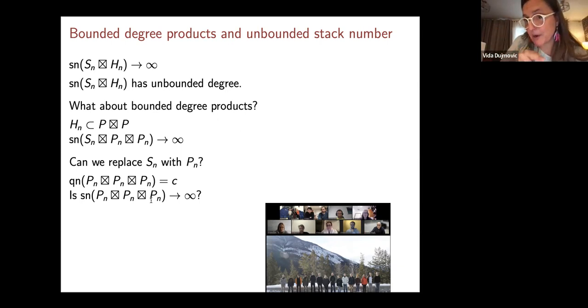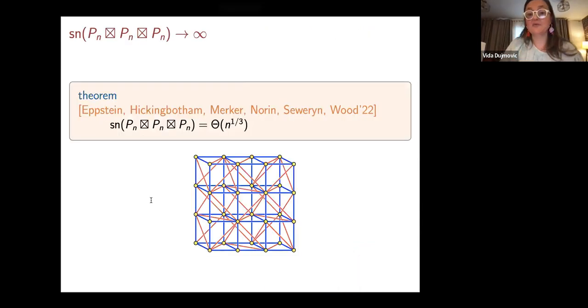And actually, you already had a seminar about this. One of the authors of this result is Sergey Norin, and he gave a full talk about this. So I'll just give you a 2-minute summary of what they proved and how beautiful the proof is. Amazingly, they managed to get a tight bound. They proved that the stack number of this 3-dimensional grid is n to the 1/3. Here on the picture, you have a path times a path of length 2, because otherwise it doesn't fit. So they proved that this graph has unbounded, in fact n to the 1/3, stack number.